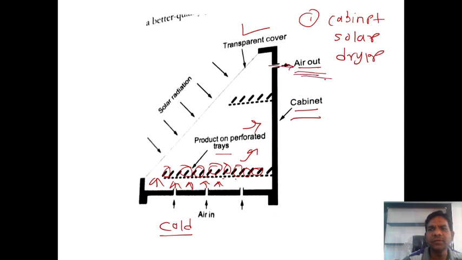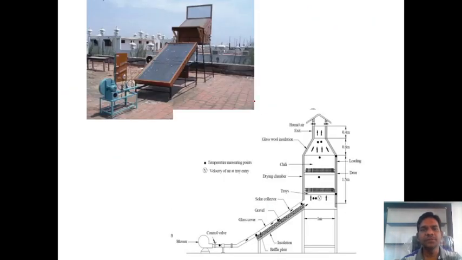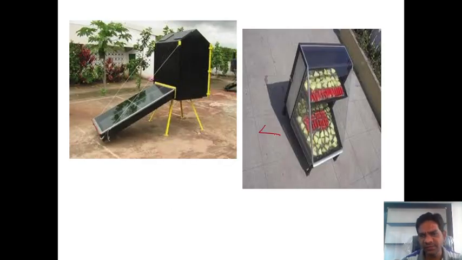This hot air will be out. So that is the working and construction of the solar dryers. If you observe the so many diagrams here, look at this one. This is an example of the solar dryers. This is a solar dryer, guys. So many diagrams will be available.